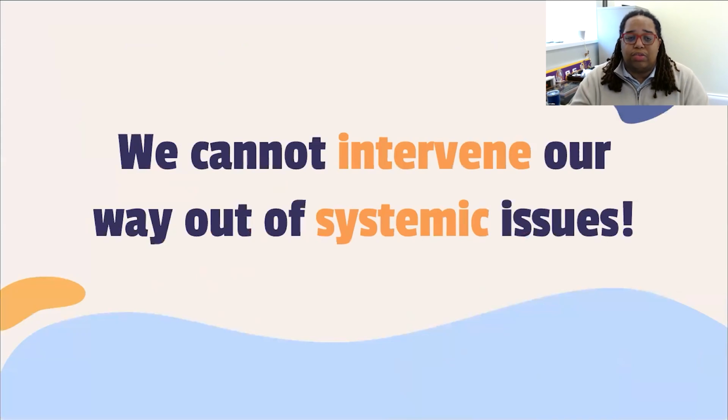So one thing I do want to share broadly is that we can't really intervene our way out of systemic issues, right? And so there is no good behavior game for sexism in schools. There is no check-in, check-out for racism, right? And so we really have to make sure that tier 1 is as strong as possible before we can get to tier 2 and move forward. I really think about it in terms of tier 0, right? Our policies, our practices, our systems in schools.